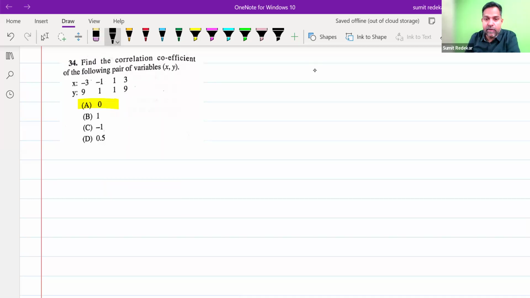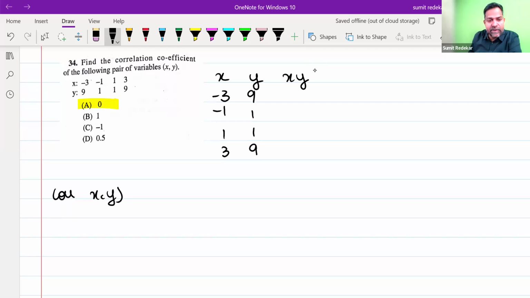But there's another way that you can do this, and that is, suppose we decide to find r. Can't I say I will write X, I will write Y. After that, I will find the covariance and then I will find the standard deviations. So X is -3, -1, 1, 3. Y is 9, 1, 1, 9. Let's start with the covariance.